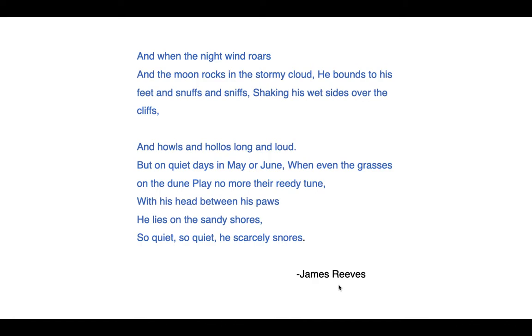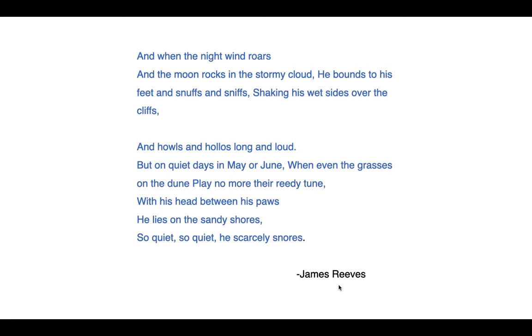In the second stanza, the poet gives us the imagination of a night scene, how a seashore appears in the night. And when the night wind roars, here "night wind roars" is a personification. Wind is roaring, and the moon rocks in the stormy cloud. "Moon rocks," again a personification.